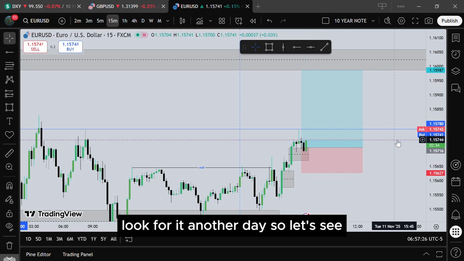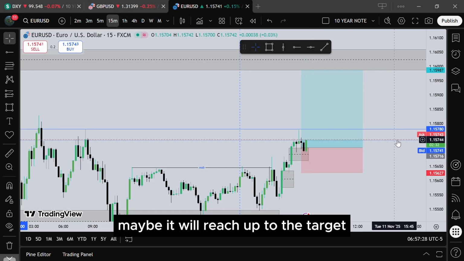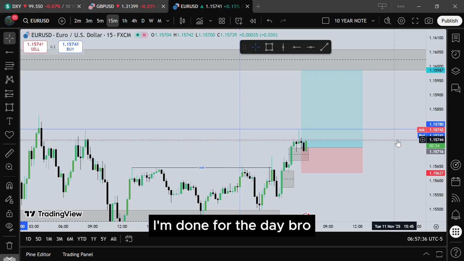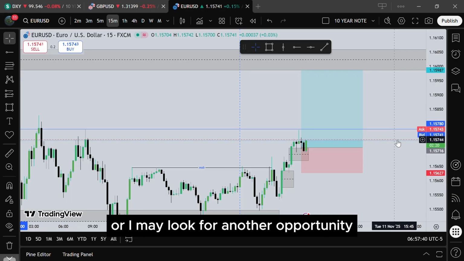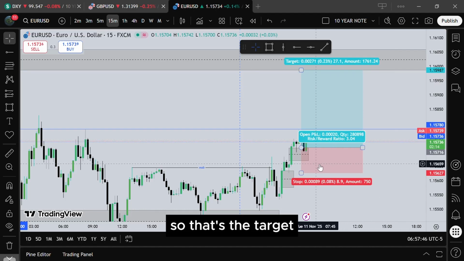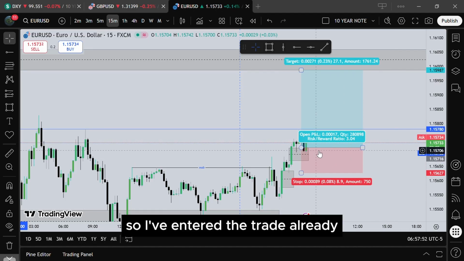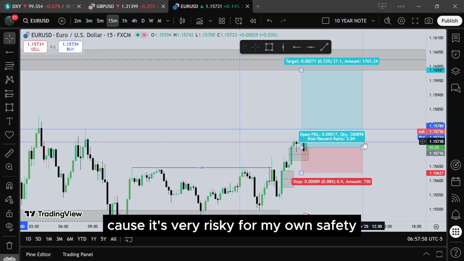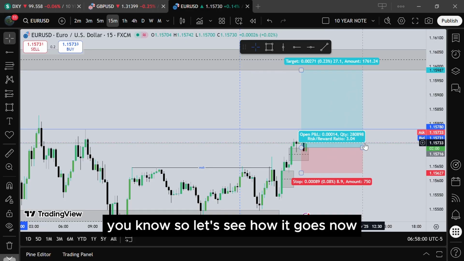So let's calm down and see, maybe it reaches the target. There's nothing to worry about. You don't need to rush. If the market should take me out here, I'm done for the day, bro, because there's no point. Or I might look for another opportunity and risk very low. So that's the target. I've entered the trade already on my live account. I'm just showing you here. I can't show my live account because it's very risky for my own safety. So let's see how it goes.